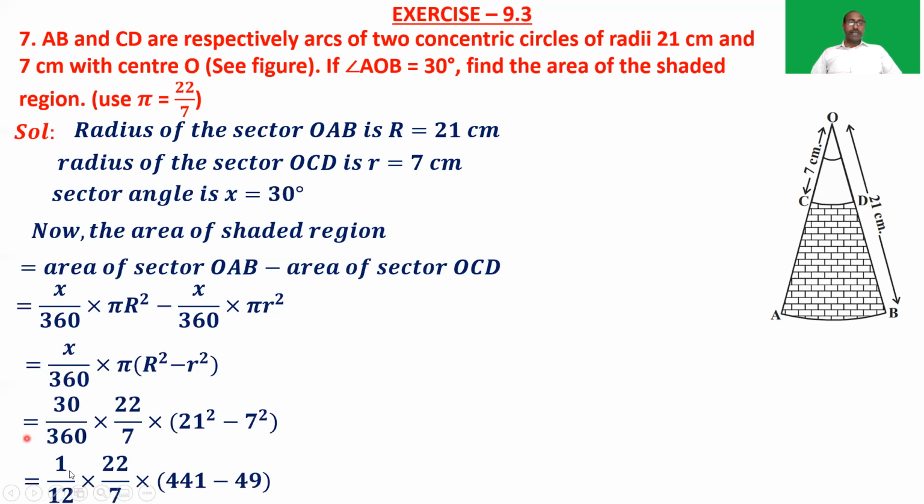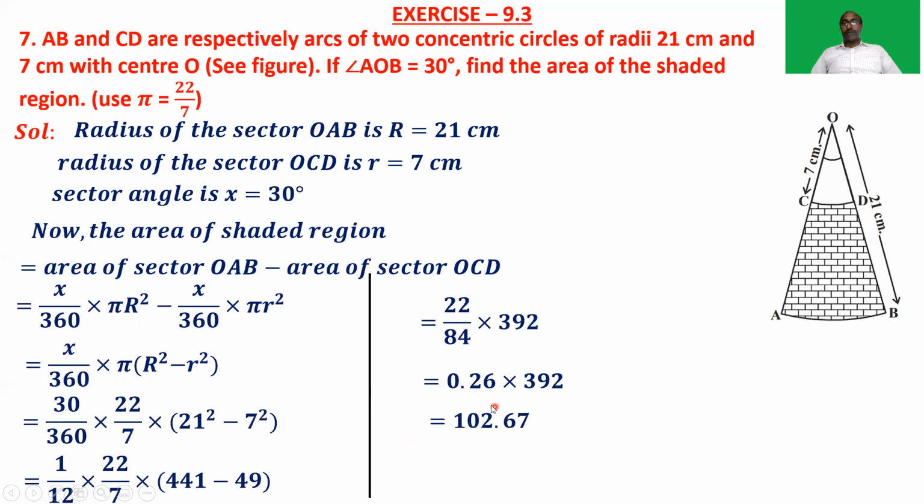So 30 by 360 is 1 by 12, and 21 square is 441, 7 square is 49, and 441 minus 49 is 392. Then 22 by 84 is 0.26, and 0.26 into 3.92 is 102.67. So the area of the shaded region is 102.67 centimeter square. Okay, so let's take the next one.